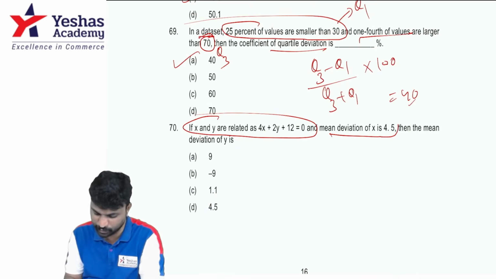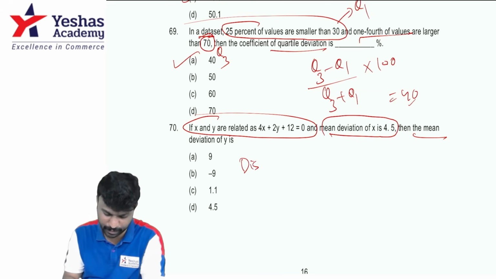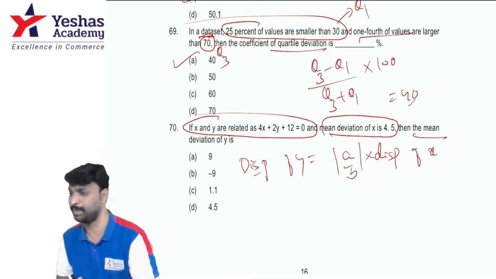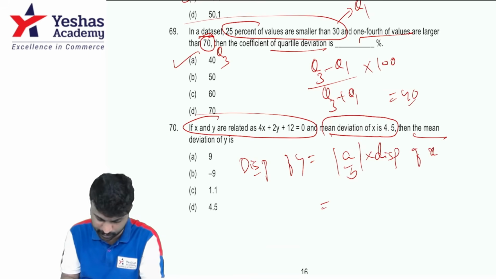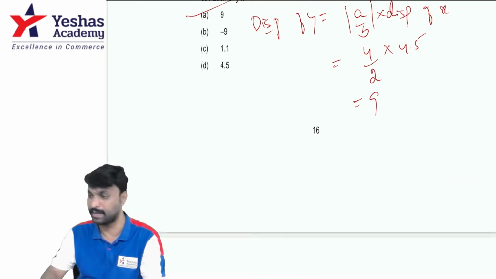Mean deviation of x is 4.5. Then the mean deviation of y. It's a dispersion concept. We know dispersion of y is mod a by b into dispersion of x. Here the dispersion of x is mean deviation of x. A value is coefficient of x. B value is coefficient of y, so 4 by 2 into dispersion of x is 4.5. The answer is 9. Option A is the right answer.